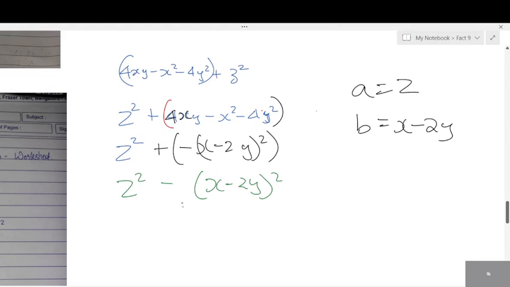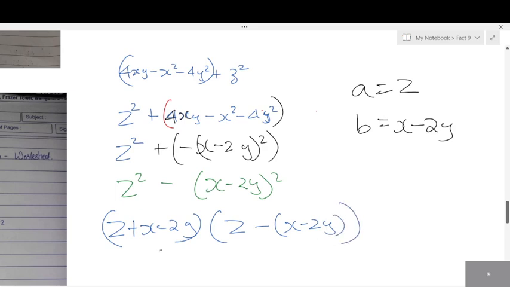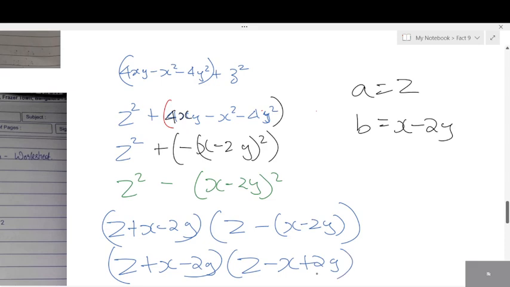If you haven't understood, I'll tell you how to do it directly. Now, what is a plus b into a minus b? Z plus x minus 2y into what is a minus b? Yes. When you open the bracket, z minus 2y into z minus x plus 2y. Okay, this is the answer. This is how you solve. Now look here, I'll tell you how to do it directly.